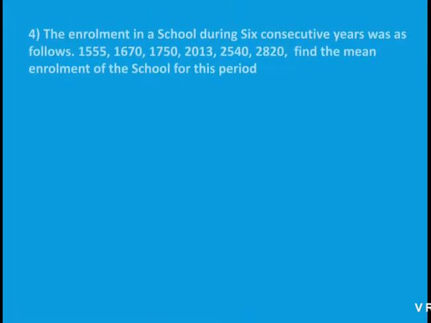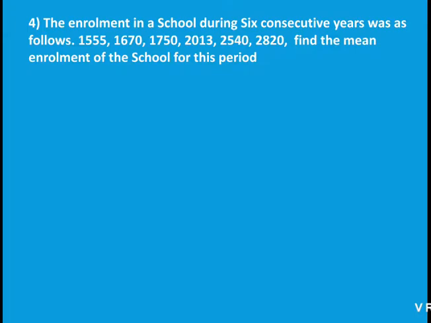Then fourth question. The enrollment in a school during 6 consecutive years. 6 consecutive years means 6 nearest years, continuous years. The 6 consecutive years was as follows: 1555, 1670, 1750, 2013, 2540, 2820. Find the mean enrollment of the school for this period.